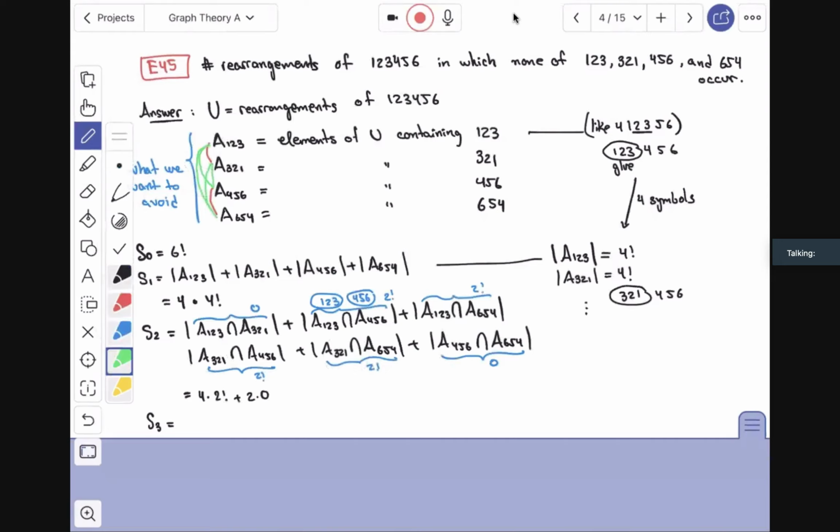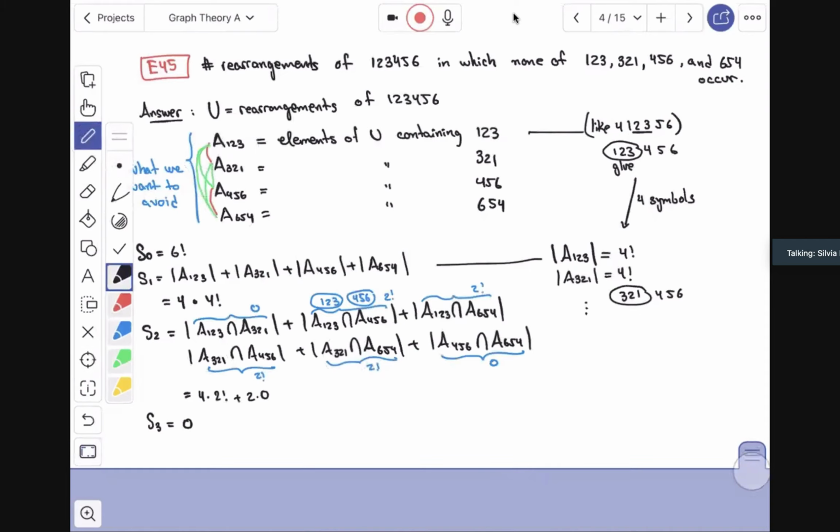And then what do you think it says for S3? These are triple intersections, but what's the size of a triple intersection? 0. Always 0, right? Because I'm going to have at least 2, like either these 2 together or these 2 together, and those never intersect. So once I add the third one, it's not going to happen. So this is 0, and this S4 is also 0.